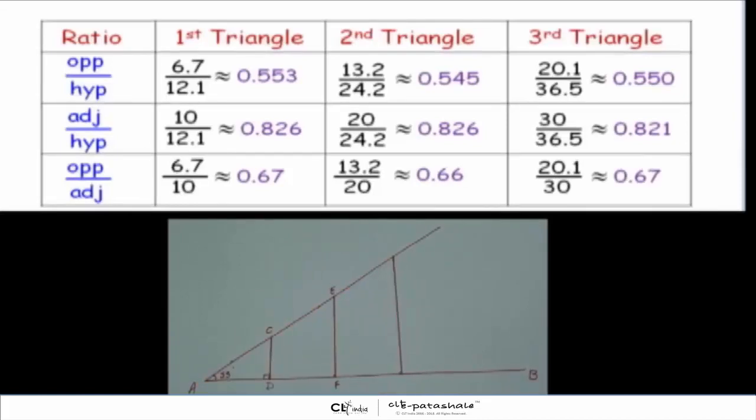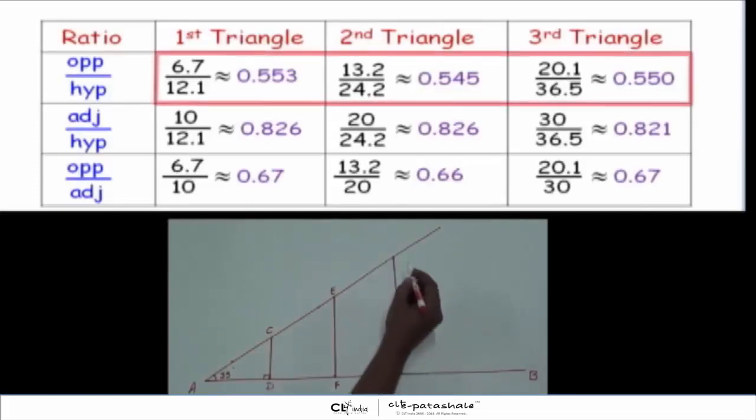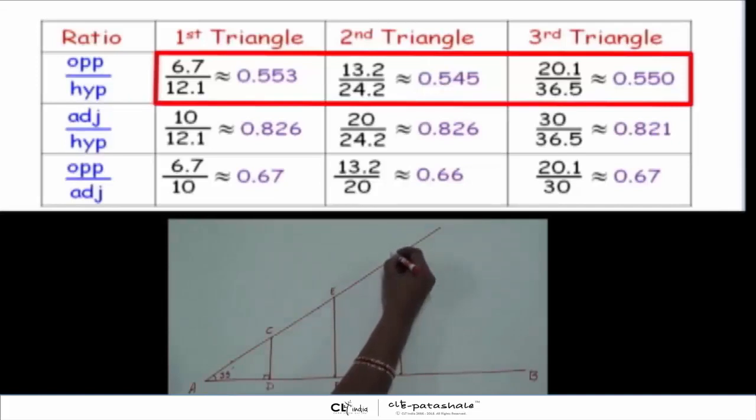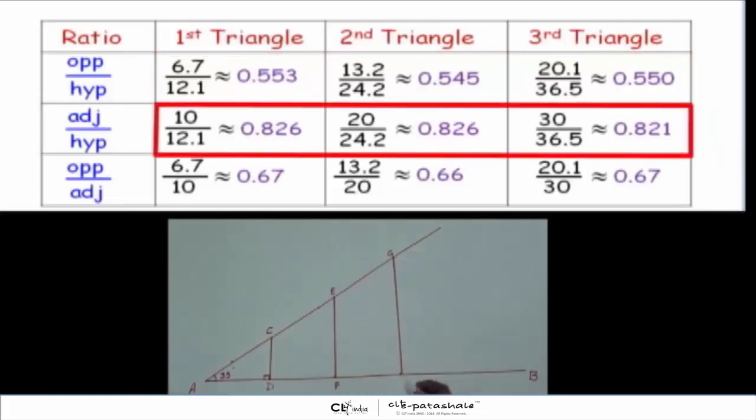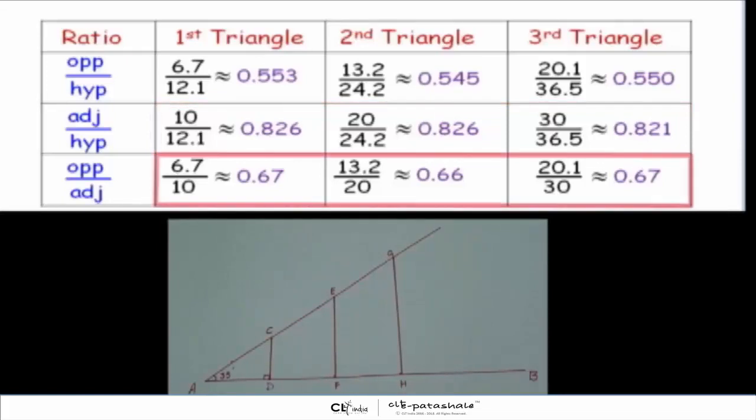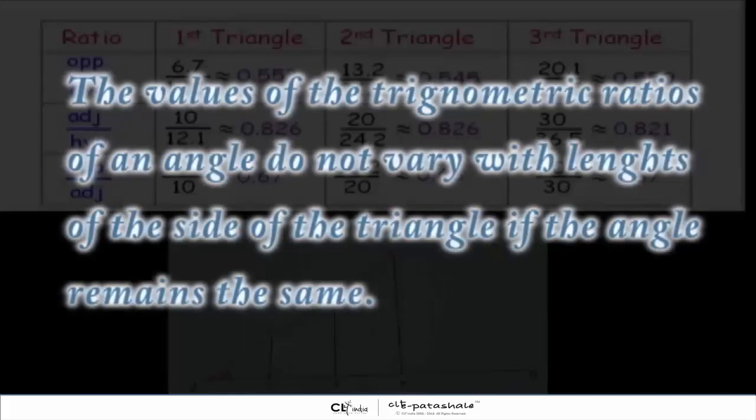Now tell me, what can you conclude or what do you observe in the table? Yes, all of the opposite by hypotenuse ratios are approximately same. Similarly, all of the adjacent by hypotenuse ratios are also approximately same. And all of the opposite by adjacent ratios are also approximately same. So what do we conclude from this? The values of the trigonometric ratios of an angle do not vary with the lengths of the side of the triangle if the angle remains the same.